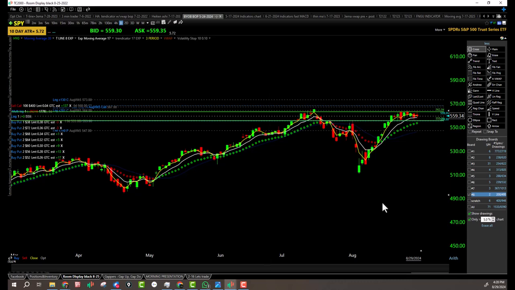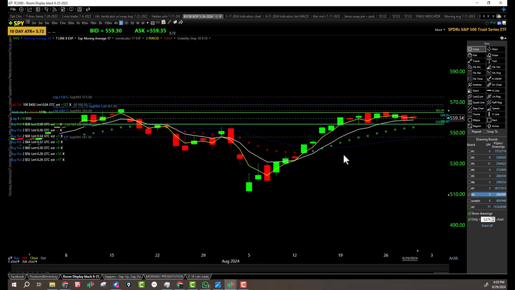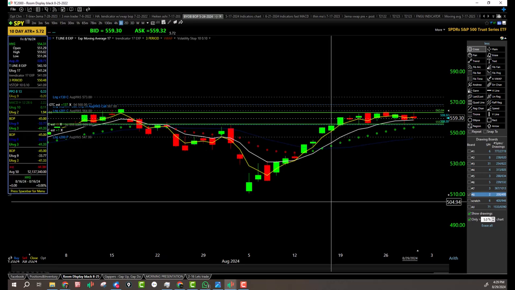All right, so that's it. So you guys know what we're looking for tomorrow: a nice big trend day to the upside. We had a trend day triggered today, but it didn't seem to hold on. It kind of melted away. But like I said, 9 times out of 10, those trend day patterns work out.